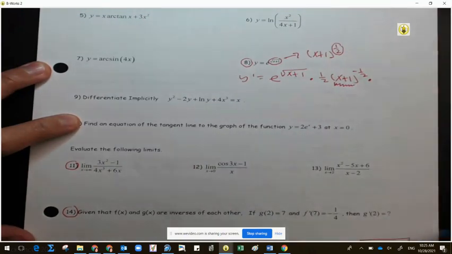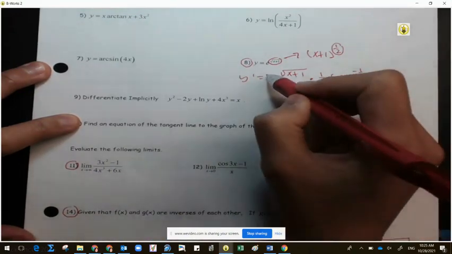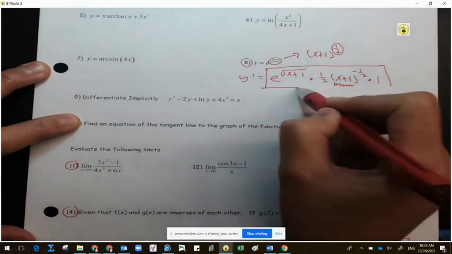What is the derivative of the inside? What's the derivative of x? 1. 1. And that's it. You don't need to simplify or any of that.